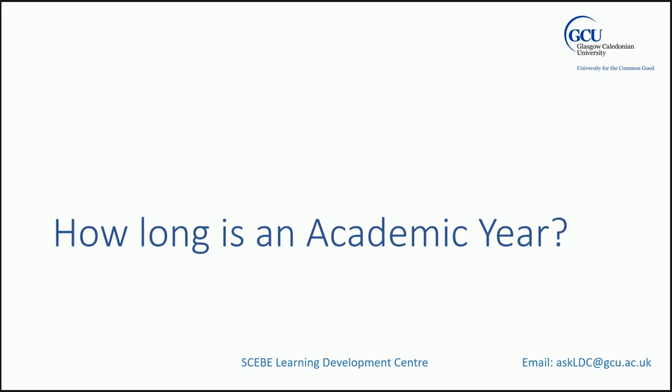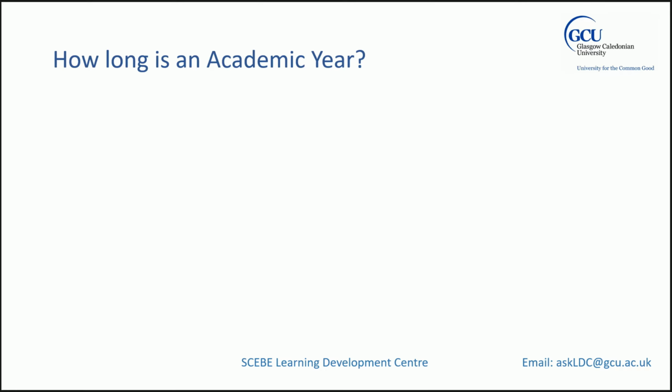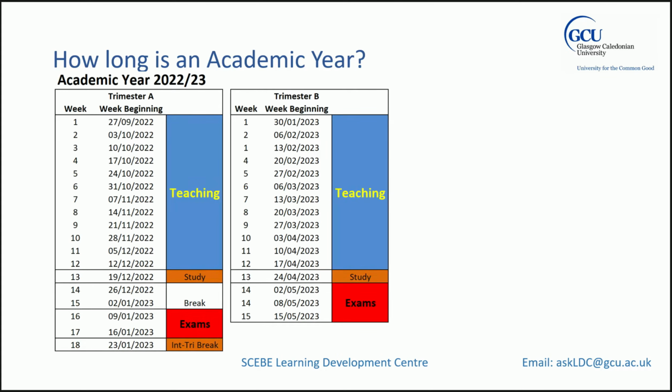How long is an academic year? Initially you've got 12 weeks of teaching, then there's a break, and then Christmas and New Year, and then any formal exams will take place for trimester A modules in the weeks beginning the 9th of January and the following week. Then there's another short break, and then there'll be 12 weeks of teaching for trimester B, followed by a 1 week break, and any formal exams for trimester B will take place in the 3 weeks starting with the 2nd of May. Also any modules that run across trimesters A and B with a formal exam at the end, that will take place at the end of trimester B as well.